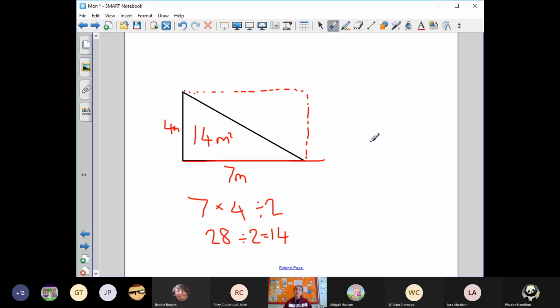Now, you can draw this rectangle to help you, but actually you don't need to. The fact that there's a rectangle there isn't important. It's only important in that you understand why you're doing the length times the width, or the base times the height, and then halving it, because the halving bit is the bit that you need to remember to do. Does that make sense to everybody? You're not going to do that today. I'm going to give you that to do as an activity tomorrow.